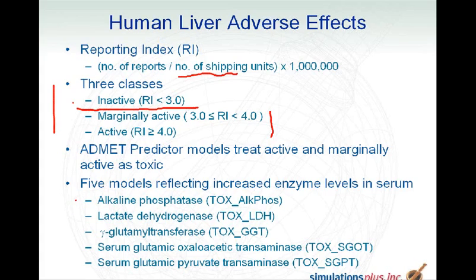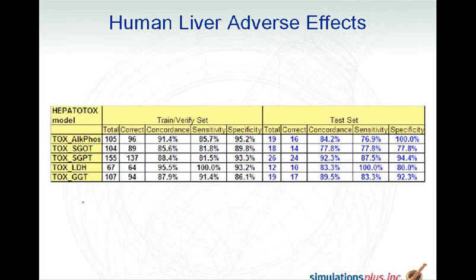So we have models for each of the 5 liver enzymes that would be examined when you go and have a blood test. On this next slide, I show the results of training of the models. These are fairly small data sets, about 100 compounds in the training set and about 18 in the test set, but we do get very good statistics out of these models.